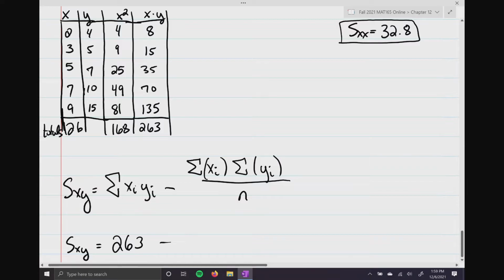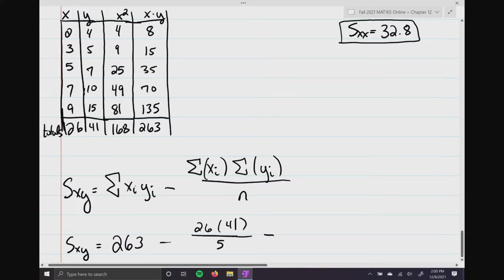Minus, now I'm going to add up all my xi's. But I already did that. So that's going to be 26 times, but I need to add up all my y values as well. So 4 plus 5 plus 7 plus 10 plus 15 is 41. And then I just divide all of this by 5 again, because that's how many data points I have. I have 5 of them total.